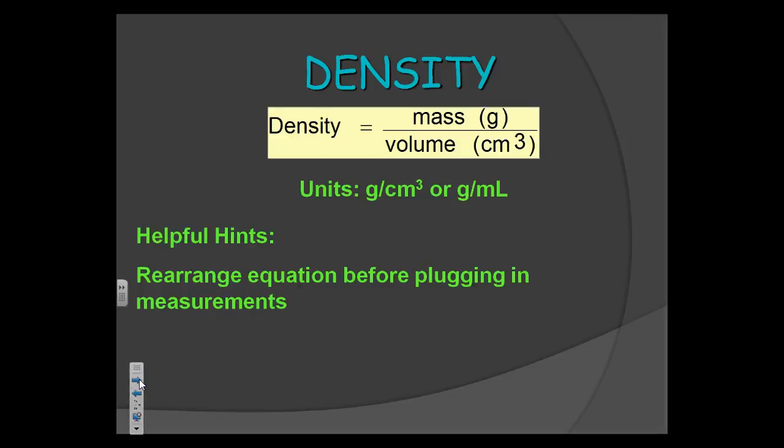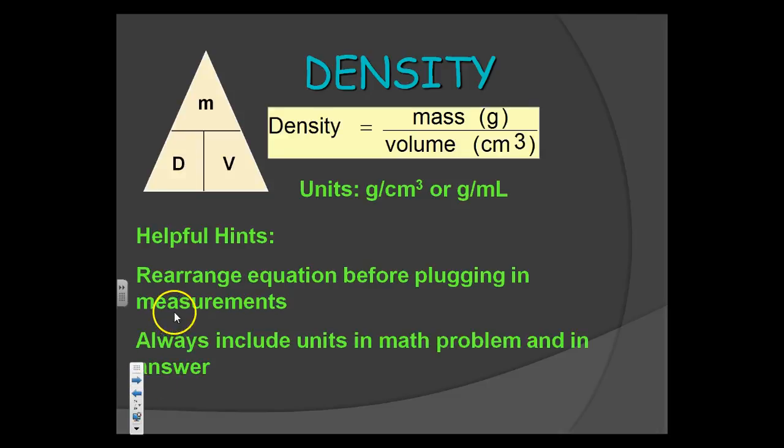Rearrange the equation before plugging in the measurements. This just makes it a whole lot easier. It is an easy way to go about solving a problem. Because once you get the equation rearranged, and we'll just use D equals M over V, just to shorten this up a little bit, then it's just plug and chug once you've solved for the variable you're looking for.